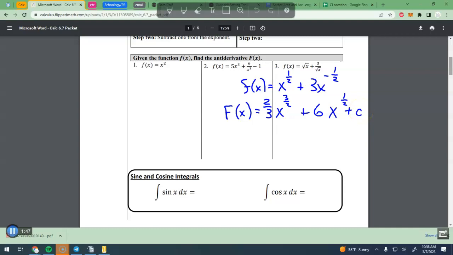It could be minus C too, right? Like, it doesn't really matter. There's a constant there. Whether you want to say it's plus or minus doesn't really matter. Questions on 3?